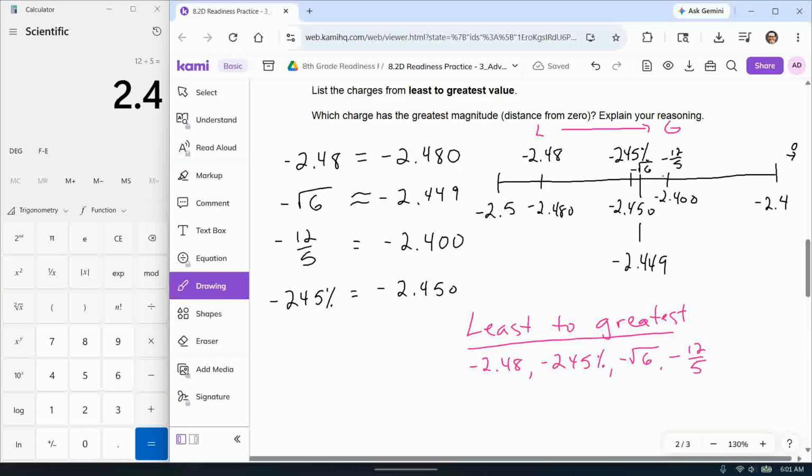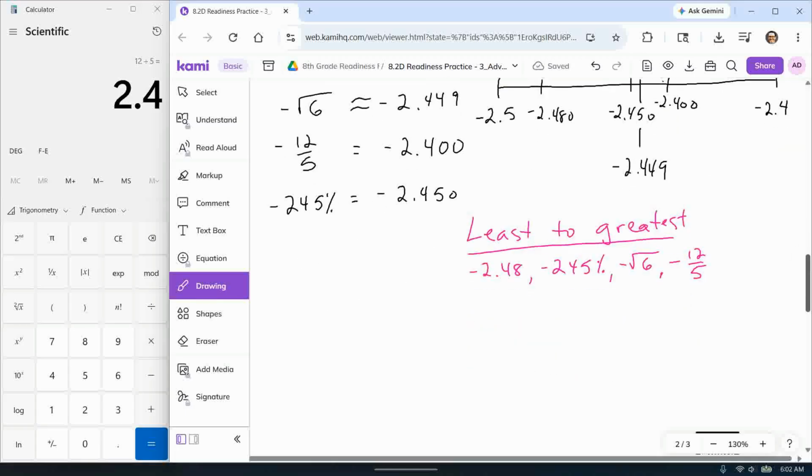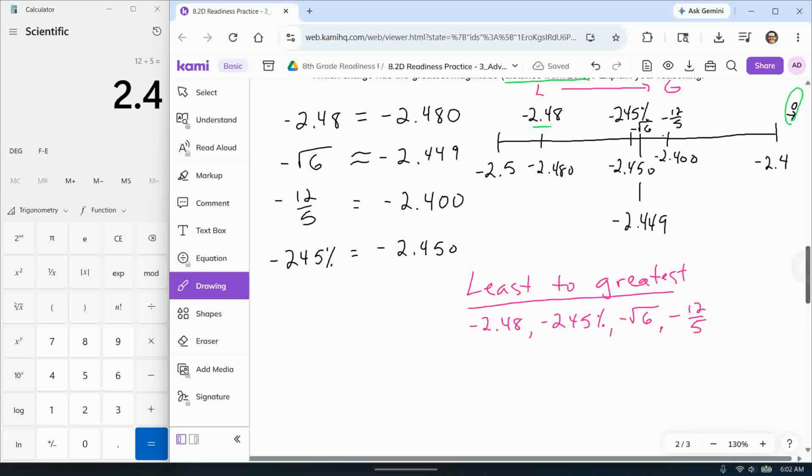Now, the next part is going to ask me which charge has the greatest magnitude, the greatest distance from 0. All right, well, which one is farthest away from 0? Remember, 0 is way over here to the right. So my greatest magnitude is, think of it like the absolute value, right? If you take the absolute value of these numbers, which would be largest? Well, it's going to be this one right here, because that's farthest away from 0.